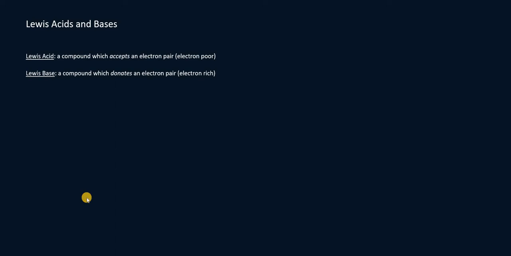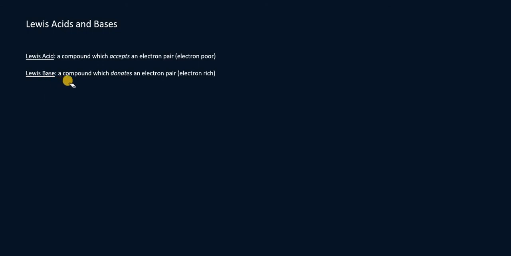In this video, I'll be discussing Lewis acids and bases. So a Lewis acid is a compound which accepts an electron pair, and a Lewis base is a compound which donates an electron pair. And sometimes you'll see the phrase electron poor used to describe Lewis acids, and you'll see the term electron rich used to describe Lewis bases.